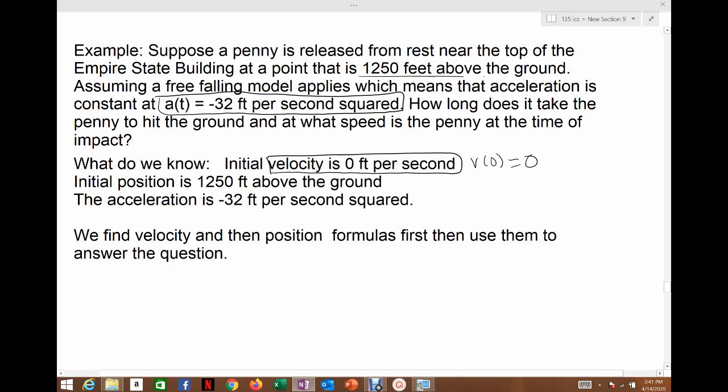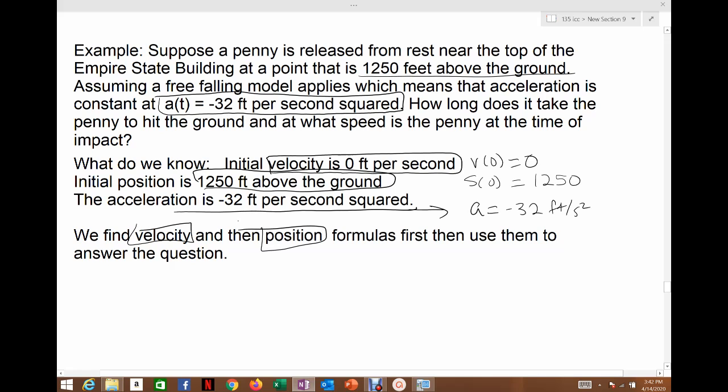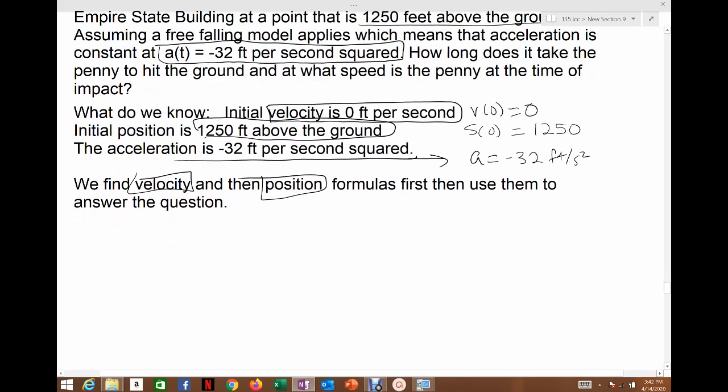We also know when we drop it, we're 1,250 feet above the ground, so that means my initial position at time 0 is 1,250 feet. Alright, my initial position is given to me. And my acceleration is constant at negative 32 feet per second squared. That's my acceleration function. So based on that information, I should be able to work backwards and find both the velocity and the position equation, which is what I need in order to answer the question.